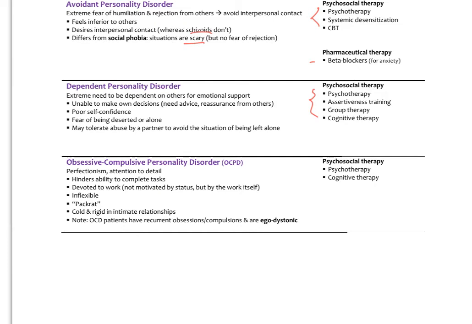So there's a tendency towards perfectionism, attention to detail, that hinders the ability to complete tasks. They are very devoted to work and not so much motivated by status, but they're actually motivated by the work itself. They tend to be more inflexible. They have a pack rat mentality often, maybe hoarding mentality, and they're generally cold and rigid in intimate relationships.